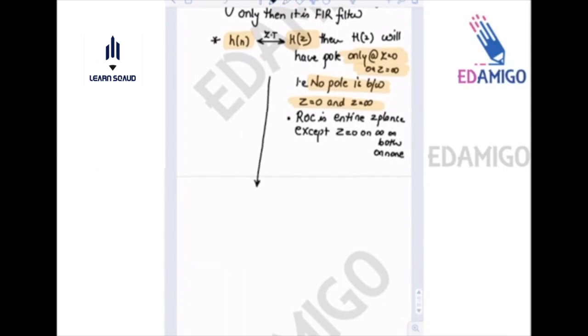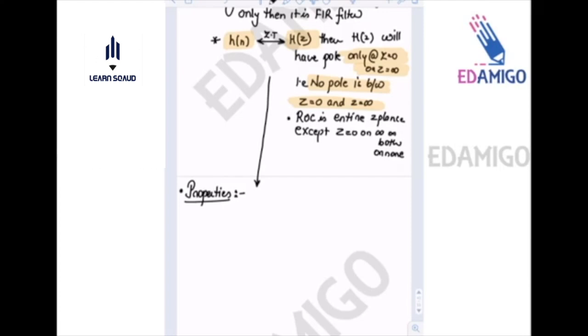So now let's look at a few properties, because these kinds of properties which I'm going to tell you here can be asked in a single marker question in the GATE exam or any other competitive exams for electronics students.